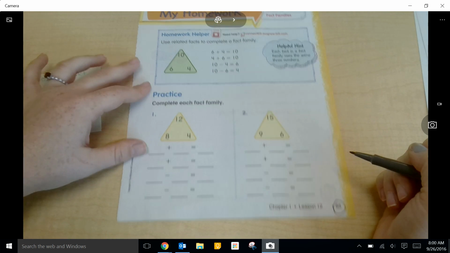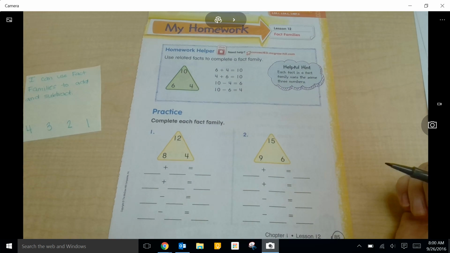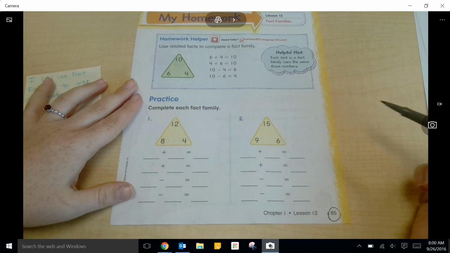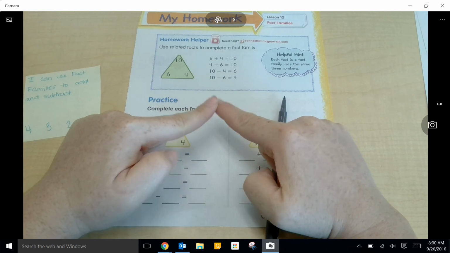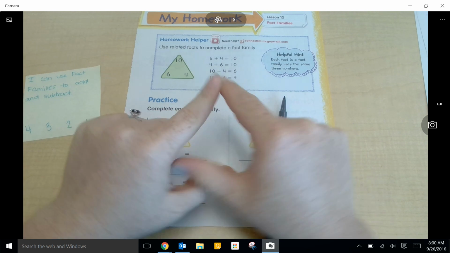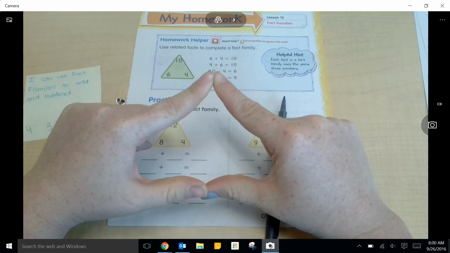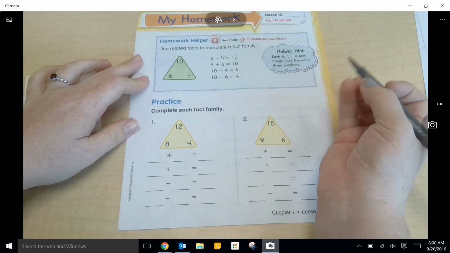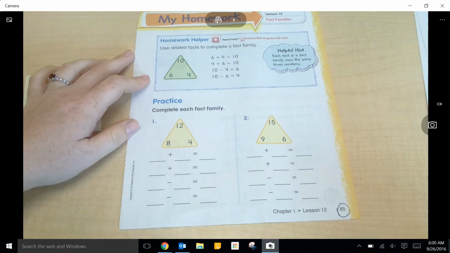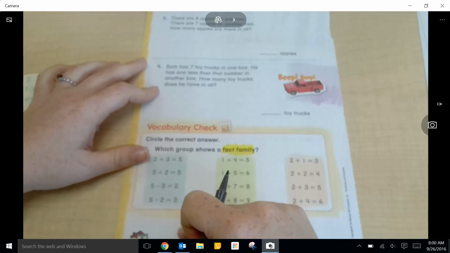Your last page today is your homework page. And you know what a fact family is. Remember, a fact family is made up of a whole and 2 parts. The 2 parts can switch places. The whole always stays in the same spot. So, you can do this part on your own. I'm going to go ahead and read the word problems to you in case you need that help.